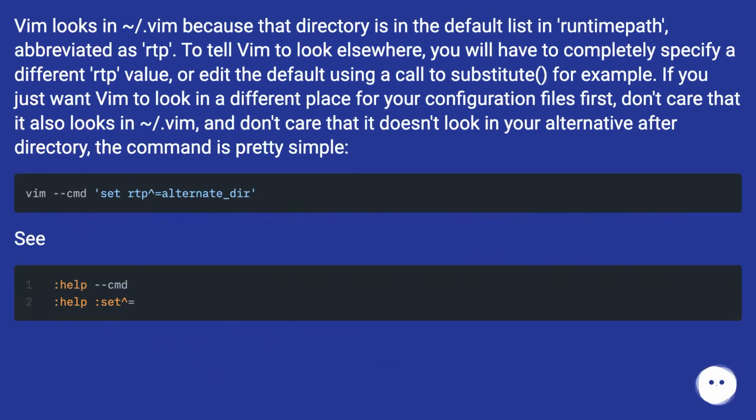Vim looks in ~/.vim because that directory is in the default list in runtimepath, abbreviated as RTP. To tell Vim to look elsewhere, you will have to completely specify a different RTP value, or edit the default using a call to substitute, for example. If you just want Vim to look in a different place for your configuration files first, don't care that it also looks in ~/.vim, and don't care that it doesn't look in your alternative after directory, the command is pretty simple.